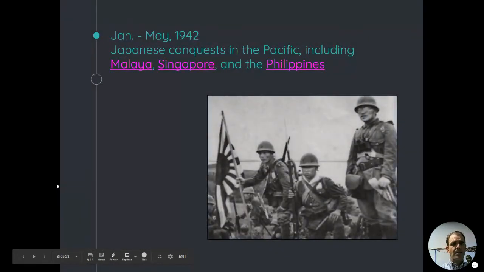Next, we get through January through May of 1942. There are the Japanese conquests in the Pacific. They include Malaya, Singapore, and the Philippines. So change the font color and underline those.